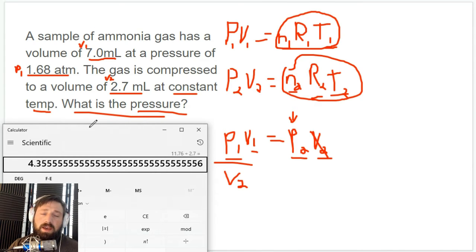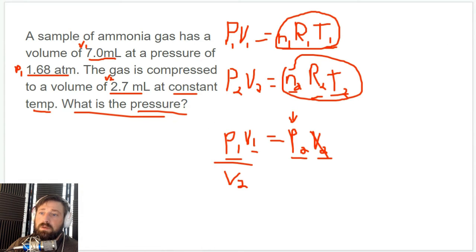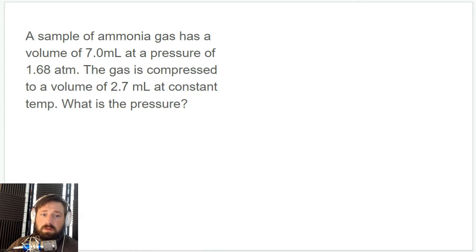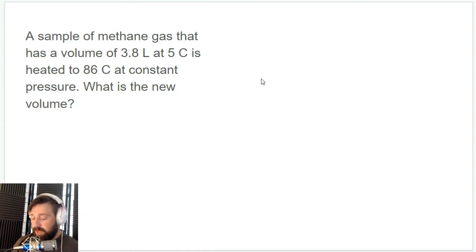You can always go back and do a little bit of a sanity check to make sure that you're right. Now, if I took 7 mils of something and I compressed it down to 2.7 mils, what's going to happen to the pressure? The pressure is going to go up. So does that make sense? Yeah, that makes a fair amount of sense because our new pressure is quite a bit higher than the original pressure. So we're done with that.